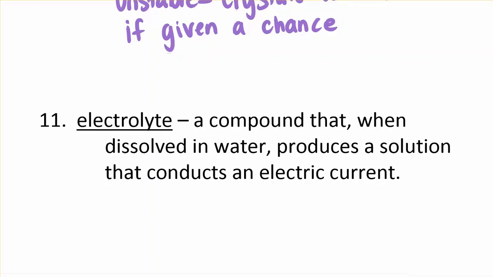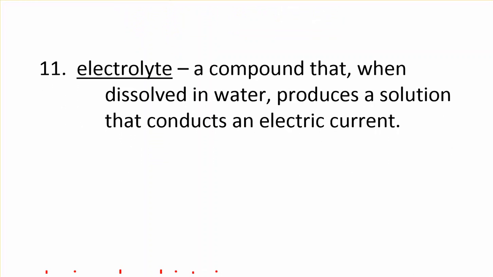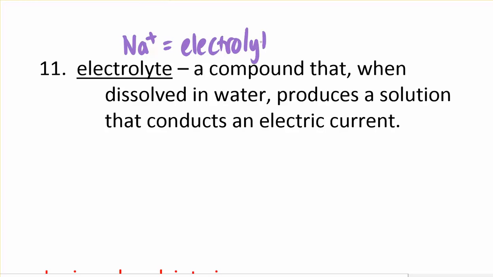Okay, one last definition is electrolyte. An electrolyte is a compound that, when it's dissolved in water, produces a solution that conducts an electric current. And I know in biology, they will just call any ion an electrolyte, and that's fine. But we kind of extend that and say that this is an electrolyte, because when I put that in water, its solution will conduct a current. So both of those are really true.